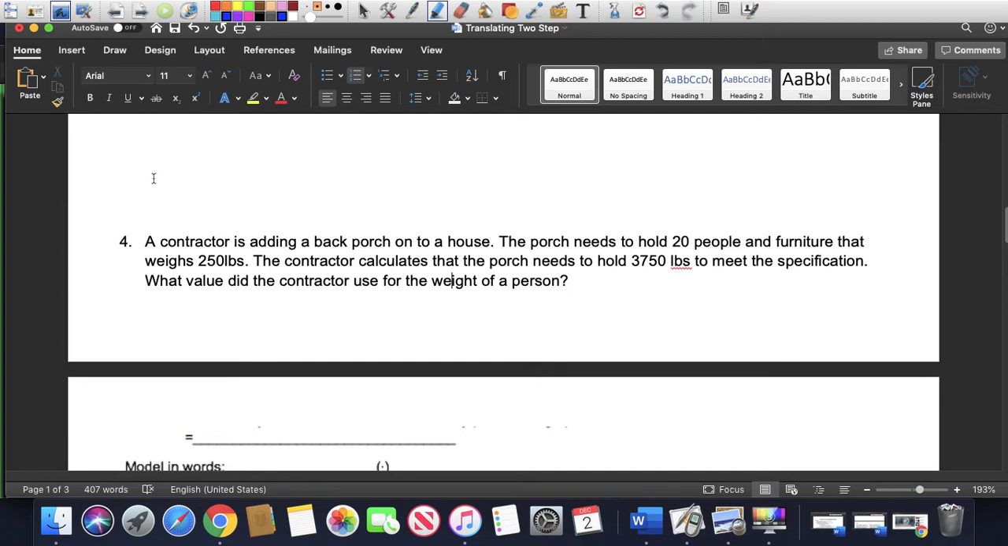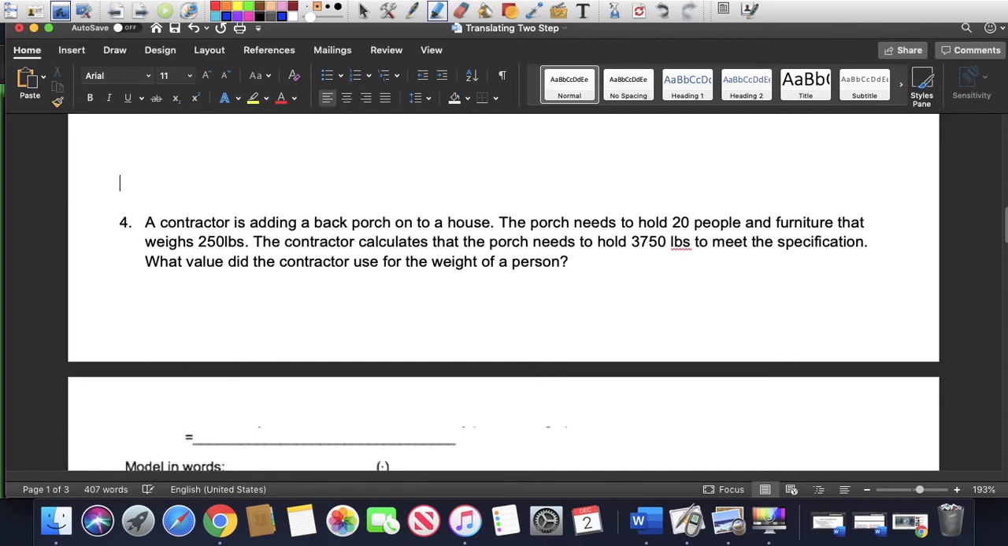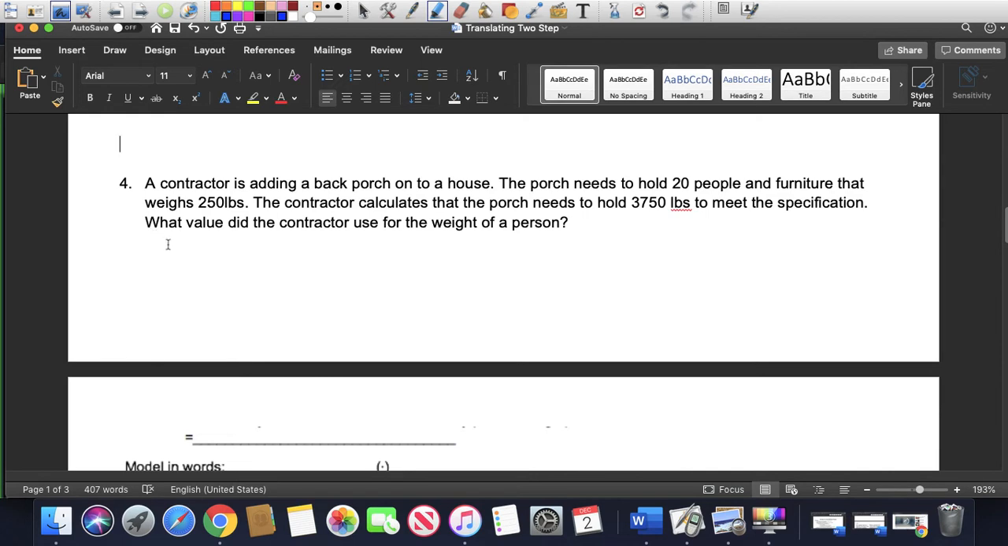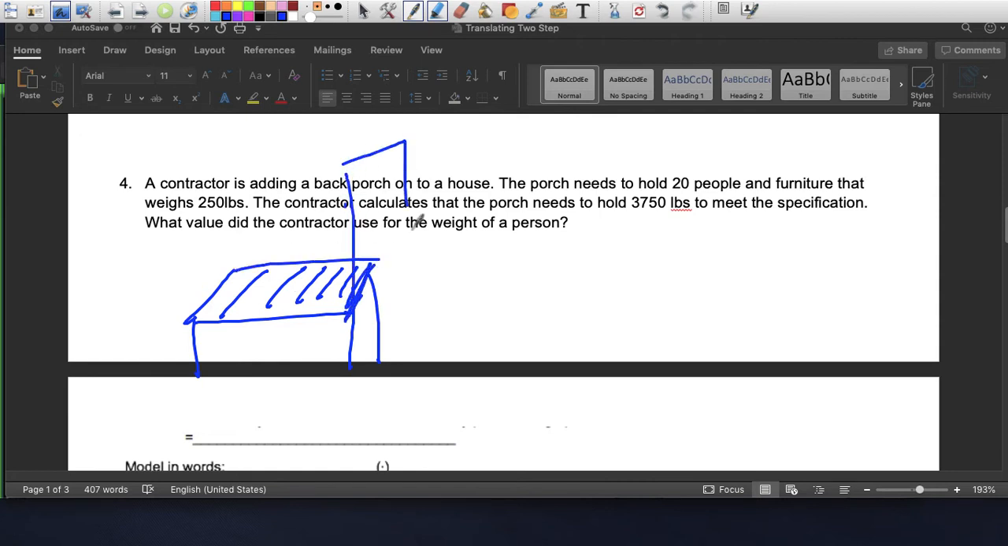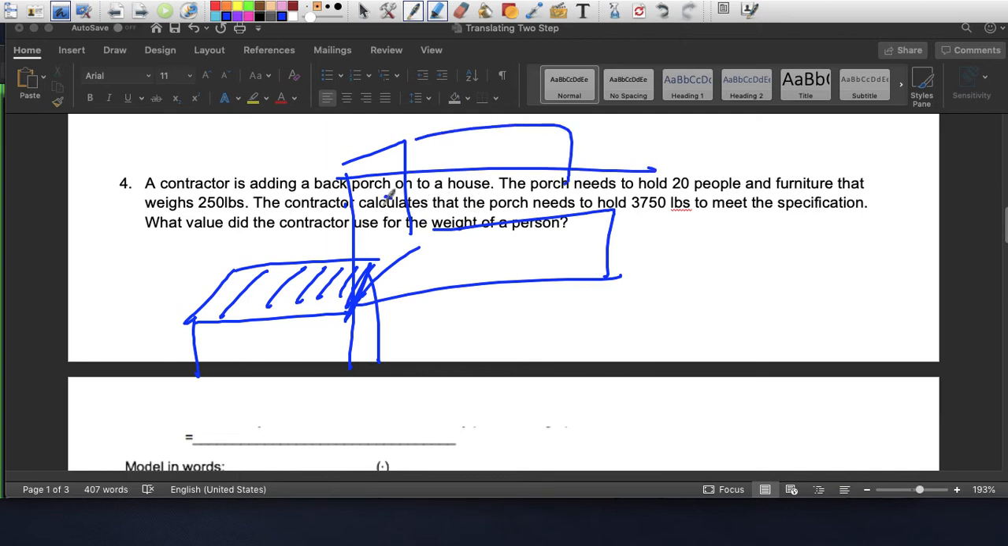Okay, so a contractor is adding a back porch to a house. The porch needs to hold 20 people and a piece of furniture that weighs 250 pounds. So here's your porch in the back of your house. This is your house, your kitchen, and people are going this way.